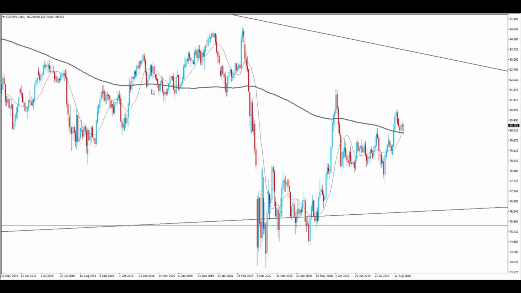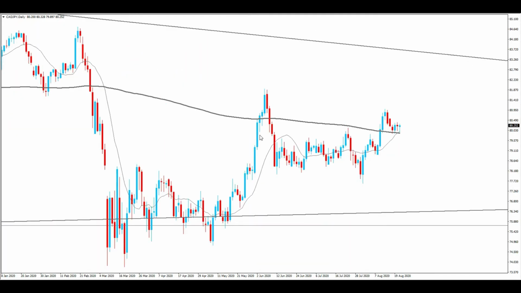Okay, so for CAD JPY on the daily chart, we had price ranging between these two levels here, and price was stuck between these two levels for quite some time. So we were expecting either price to break to the upside or to the downside. We're favouring price to break to the upside, and as you can see, we had that price break to the upside, and now it looks like we're coming back to retest that market. And also we've got the confluence of the 200 moving average on the daily chart as well. So it looks like we'll come back to retest the area as well as retest that 200 moving average.